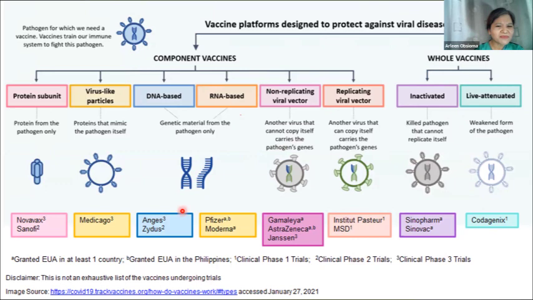So this is an illustration of the different vaccines. Maybe we will not go through it. Just to emphasize that RNA-based is for Pfizer and Moderna. And then we have the Sinovac, which is the one available in Cagayan de Oro, which is an inactivated virus. So this is a killed pathogen that cannot replicate itself.